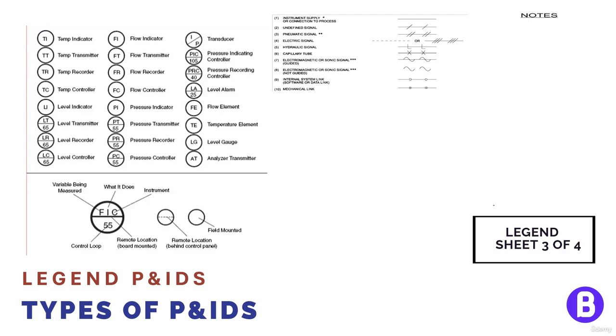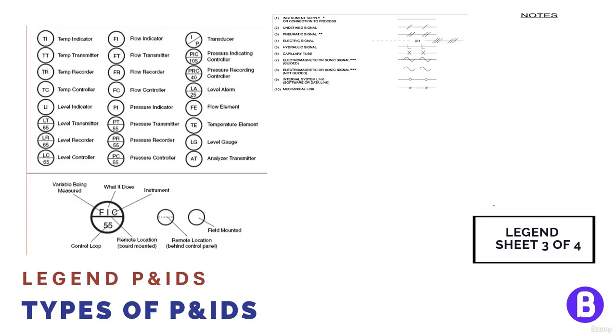We have gone through instruments and signal types in the instrument details section, so you can recheck them if you like. The symbols used in the P&ID legend may vary depending on the company standards. That's why it happens that we see P&IDs following different symbologies.